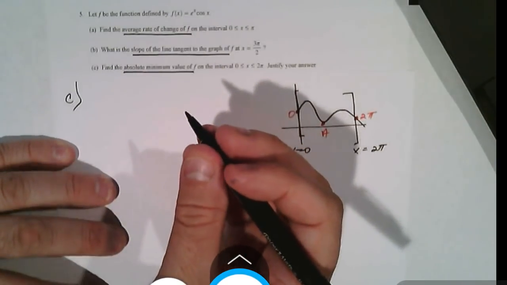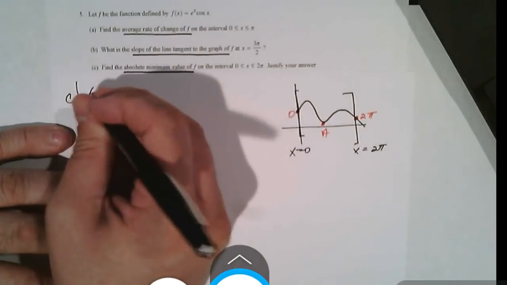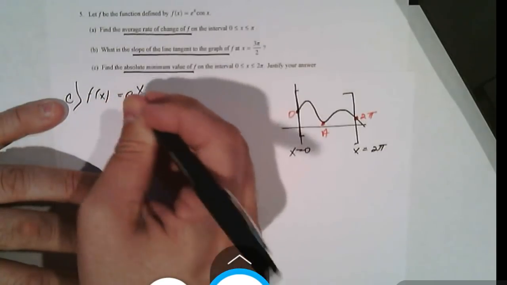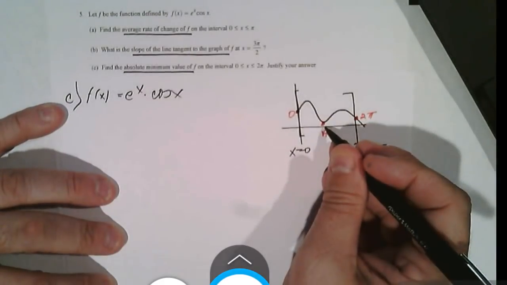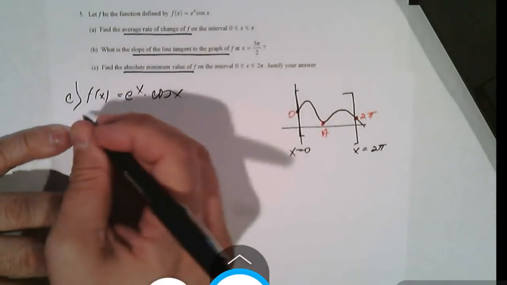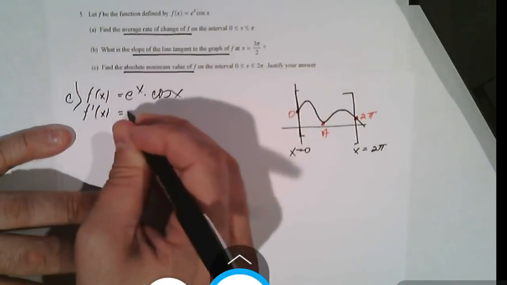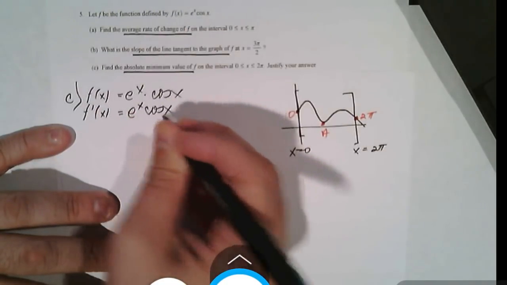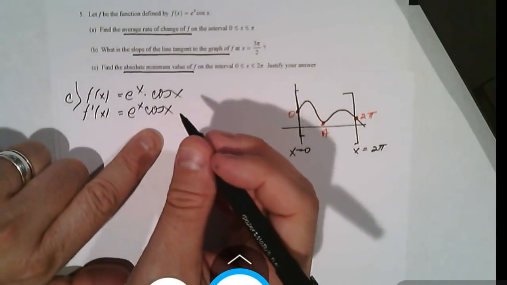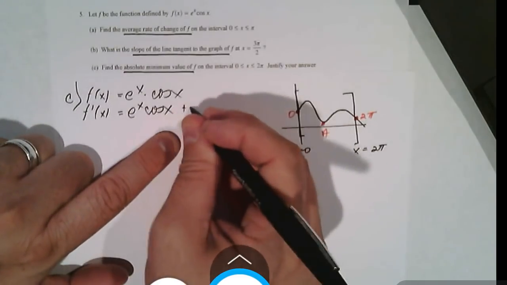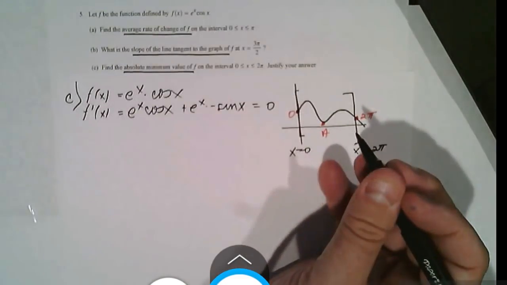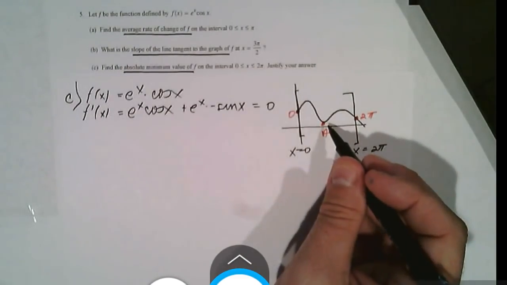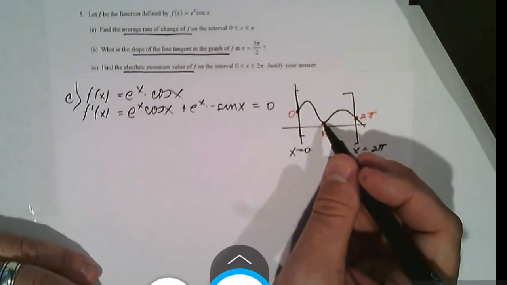So here we go. We've got f of x equals e to the x times cosine of x. To go after a minimum value, I need to take my derivative, which we already found earlier: e to the x times cosine of x, plus e to the x times negative sine of x, and I'm going to set that equal to 0, because that's where I am going to possibly have a local minimum.